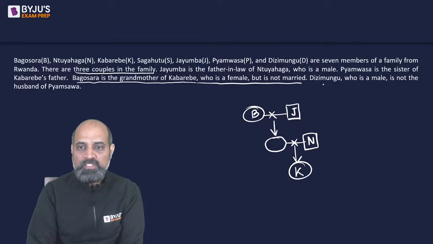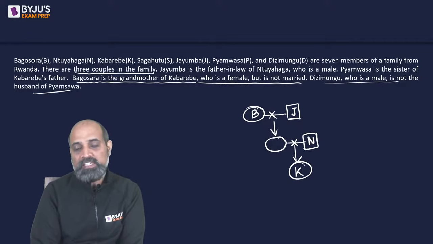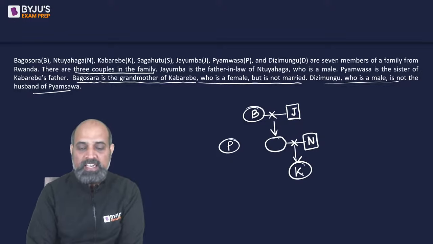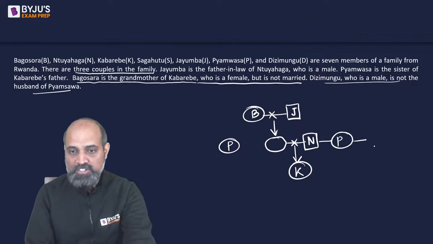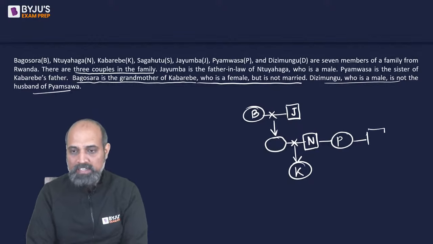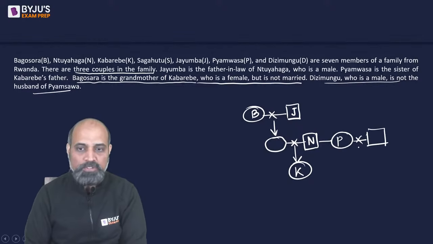So D is not the husband of P. That tells us that P is a girl. And D is not the husband of P. Okay. And P is the sister of K's father. So P is the sister of K's father and she is married. And when she is married, this is what we'll have.